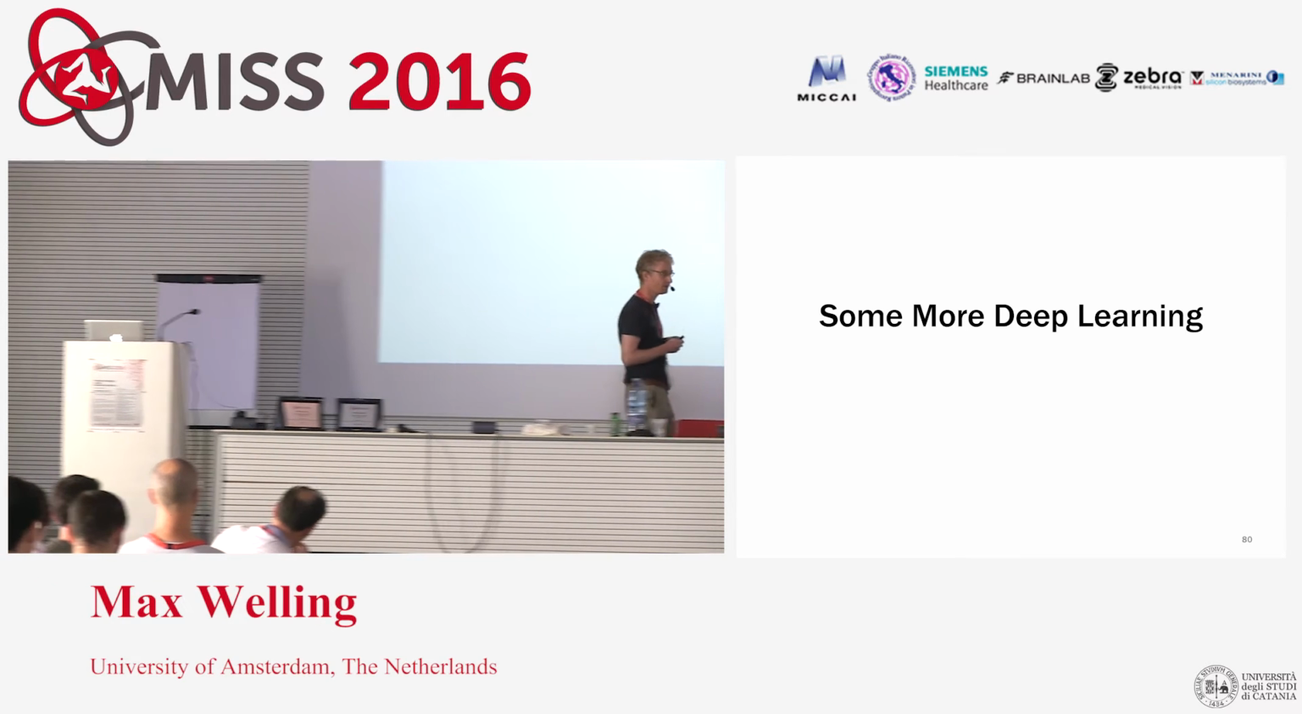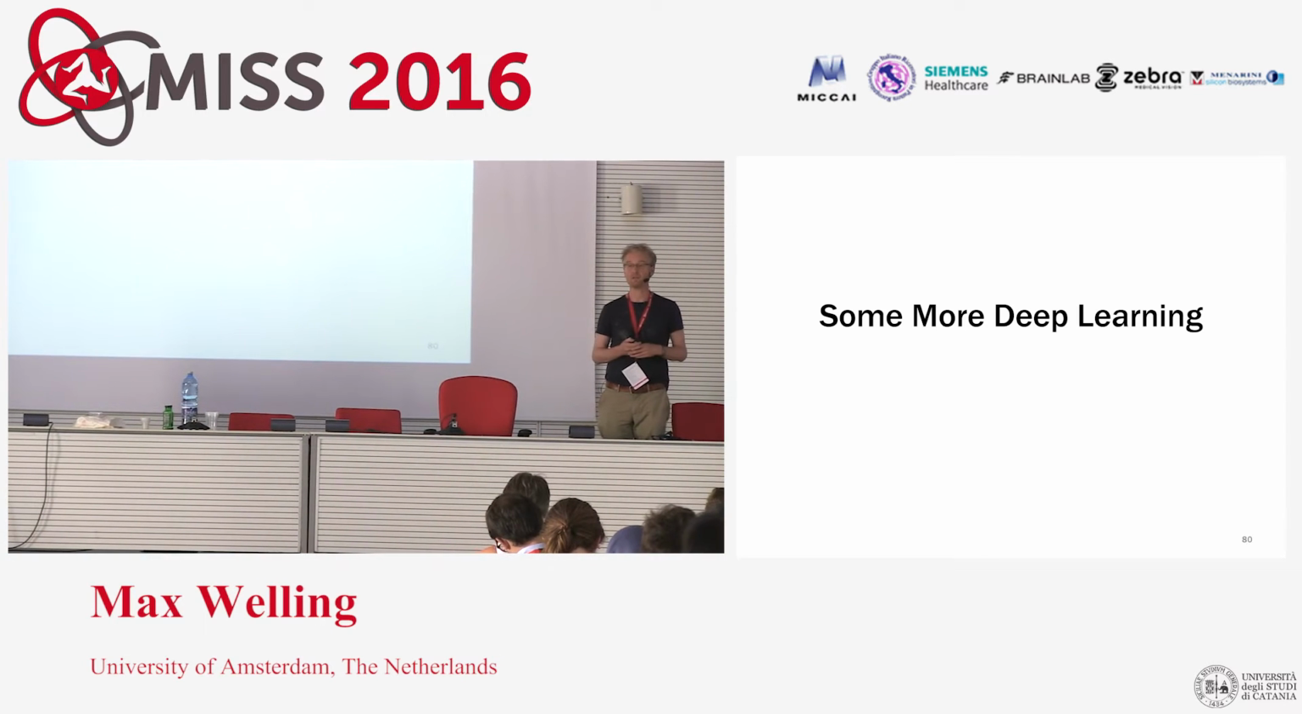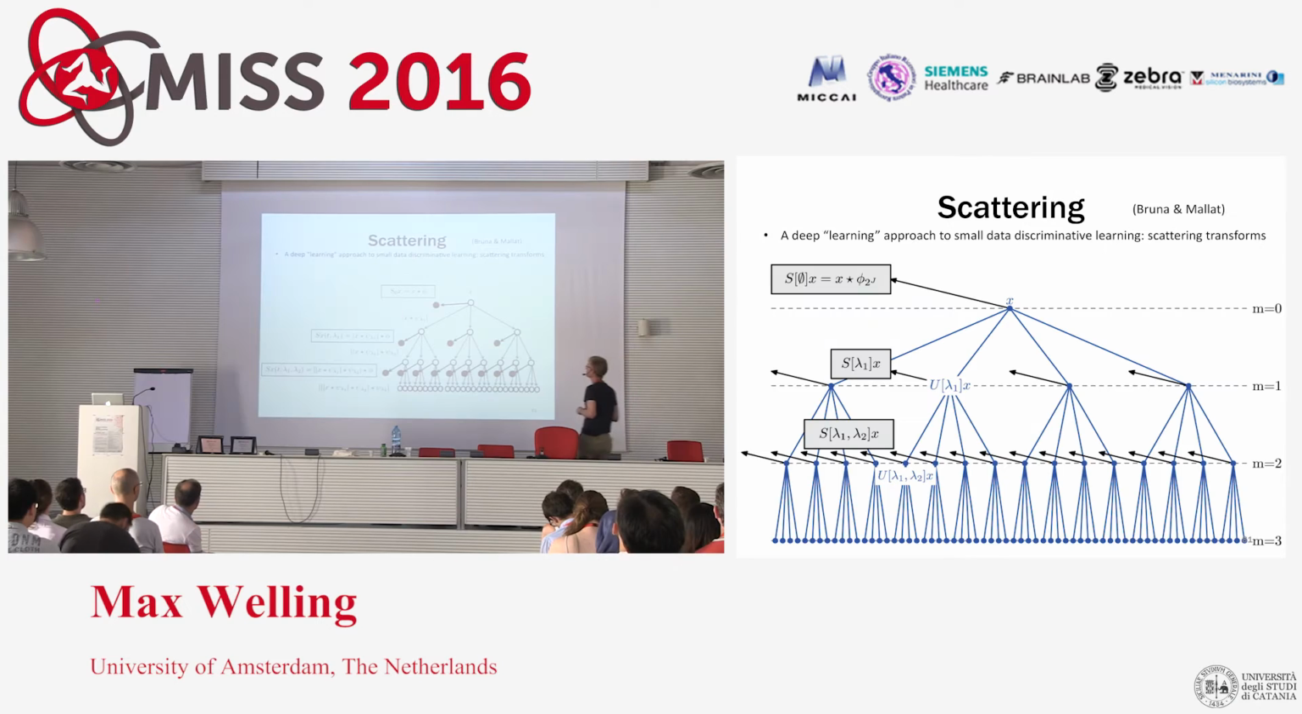So as an alternative, there is something else which I think you should be aware of, which seems to be working quite well, and this is what's called a scattering transform. This is a technique by Joan Bruna and Stéphane Mallat, and what they did was basically say, well, let's think about how a neural network actually works. What does it do? And then just hard code that into some architecture and not learn anything. Just treat it as a transformation on your data.